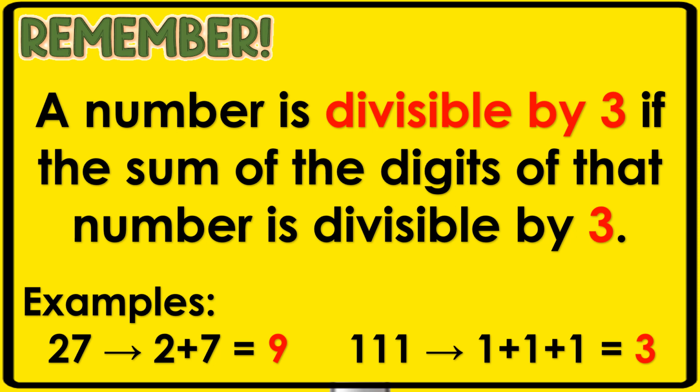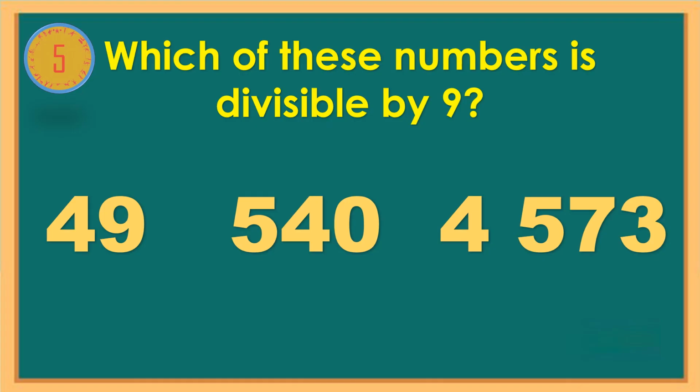Examples: 27. 2 plus 7 equals 9. 9 is divisible by 3, so 27 is divisible by 3. 111. 1 plus 1 plus 1 is 3. 3 is divisible by 3, so 111 is divisible by 3. Which of these numbers is divisible by 9? 49, 540, or 4,573?